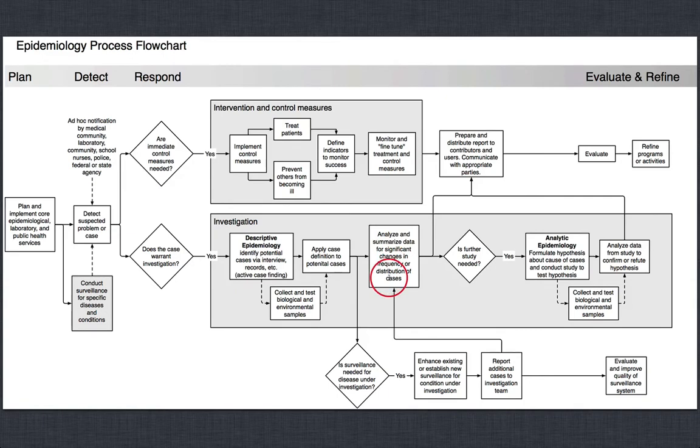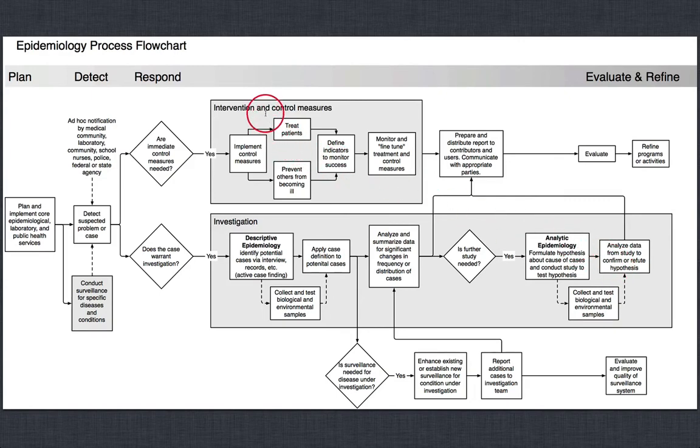Through analysis and summarization, we may decide that further study is needed, at which point we'll begin the analytic epidemiology, formulating a hypothesis and studying through different means and methods to determine what are the causes, are the things that are being done the right things, and are we doing them correctly. Again, that may involve more data collection, using tools, and specimen collection.